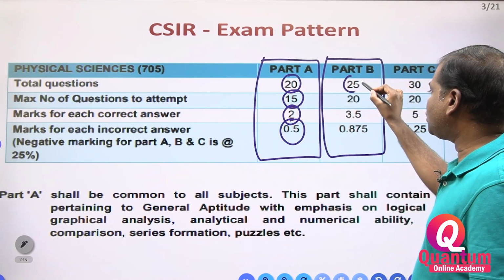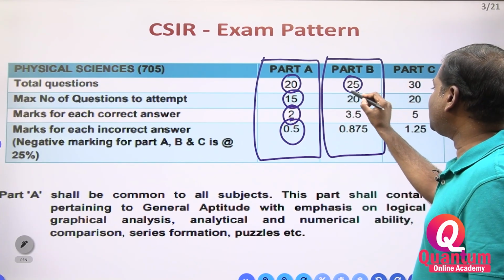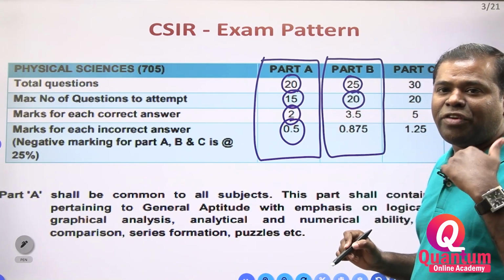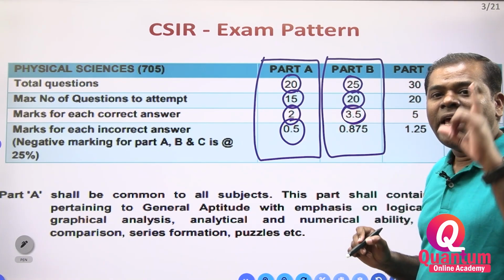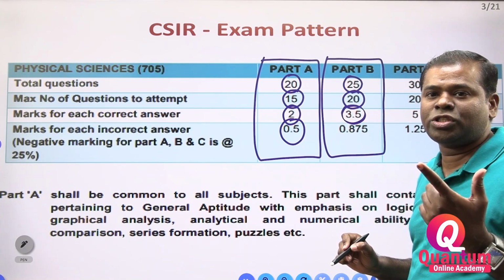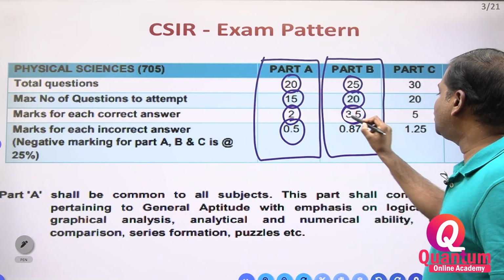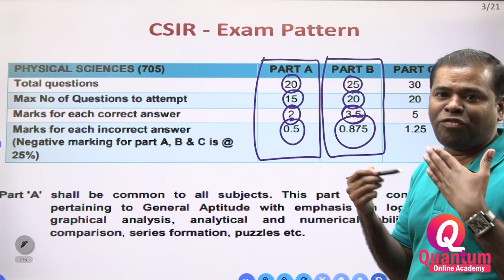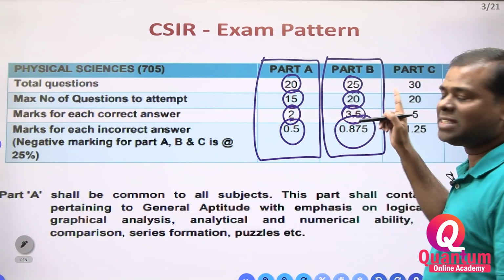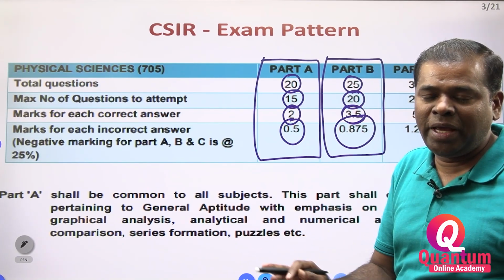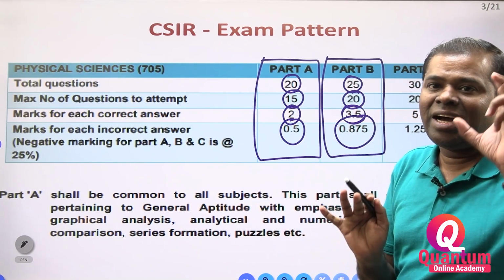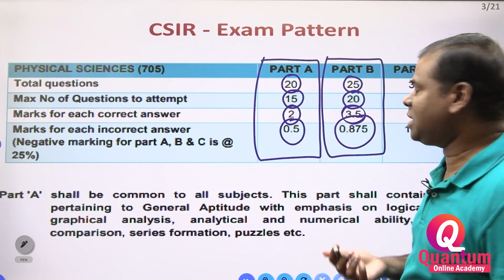Total 25 questions you will get, and 20 questions you have to attempt. Each question in part B carries 3.5 marks. For each wrong answer, you lose 0.875 marks. Clear? That is part B. In part B, we won't get questions from atomic and molecular physics.